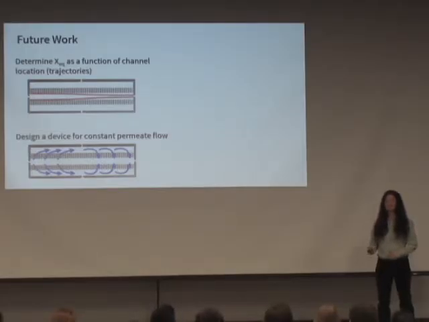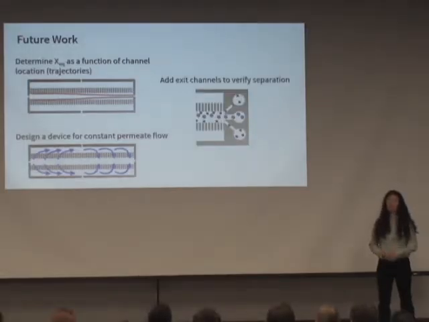So we would like to figure out a device where there is actually a constant permeate flow and see how the interactions between particles and the flow happen when that is constant. And then after we do that, we would like to verify that we can actually separate the particles like we should be able to using this method.